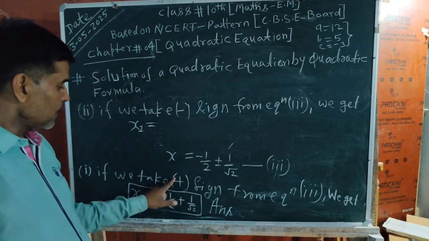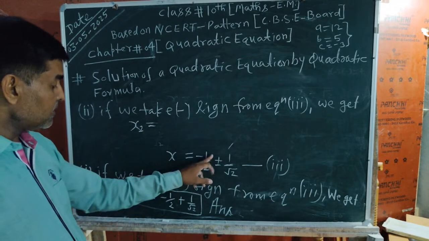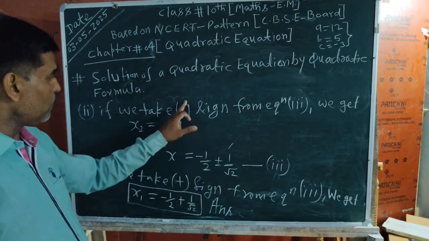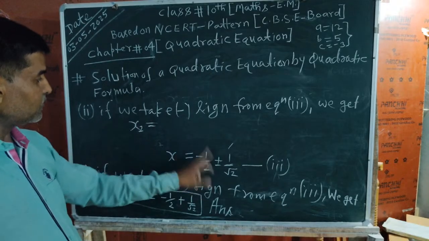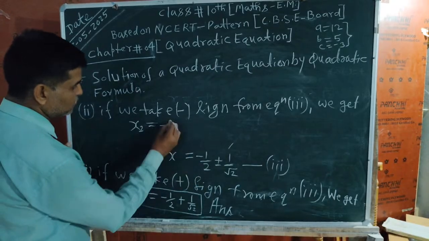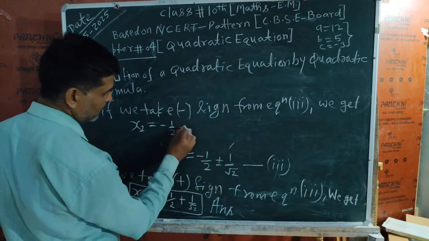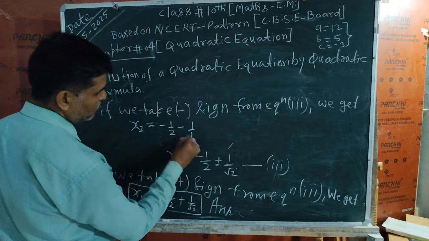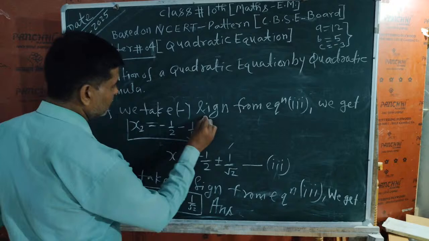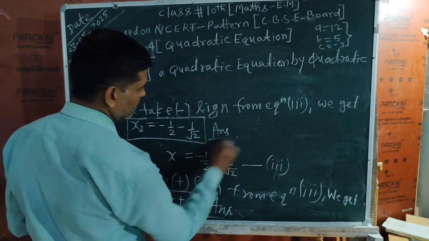When we are taking the value from here with plus sign, then I will take the value of x from equation number 3 with minus sign. So I can write like this. So minus 1 by 2 is written here. Now from these two signs we have to take minus sign only. So it will be the value 1 divided by root 2. So this is the second root of that given particular quadratic equation. So this is also the answer of that question.